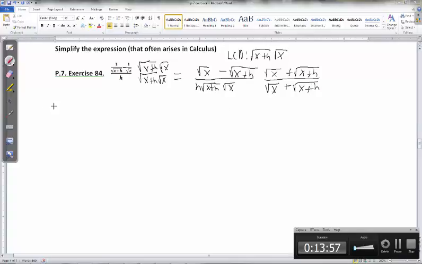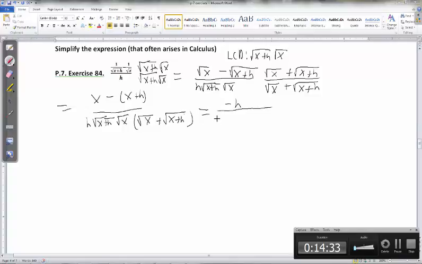So on the top, we're going to get x minus x plus h. On the bottom, we're going to get h square root x plus h square root x, and then times square root x plus square root x plus h. So on the top, you have x minus x, that'll go away, and you have negative h. And on the bottom, I'm just going to write the h and then the other stuff.